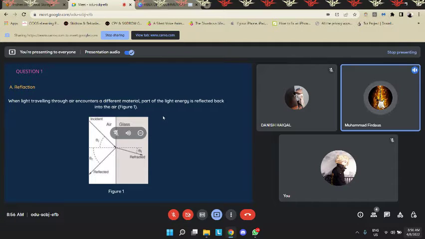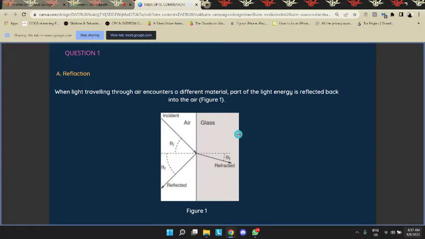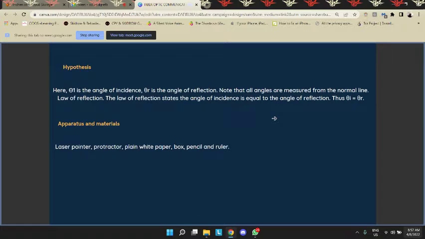For question 1, reflection. When light traveling through air encounters a different material, part of the light energy is reflected back into the air. This is figure 1 as shown. Here, theta i is the angle of incidence and theta r is the angle of reflection. Note that all angles are measured from the normal line. The law of reflection states that the angle of incidence is equal to the angle of reflection. Thus, theta i equals theta r.